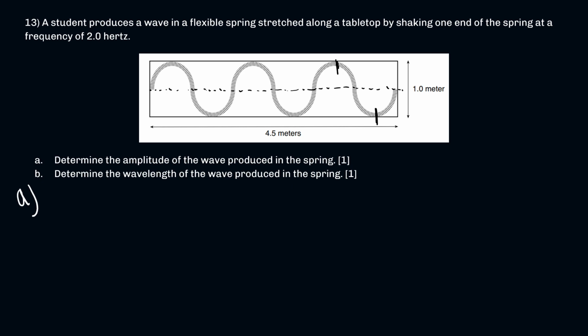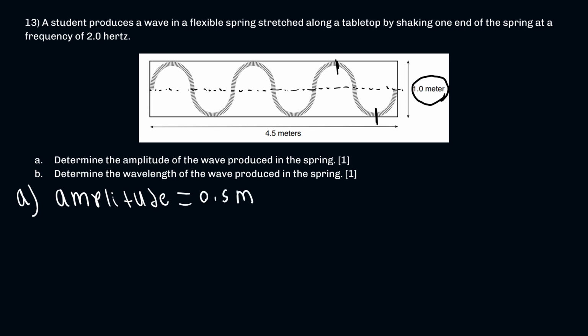But I'm not given the equilibrium point here. I'm given the distance, the 1 meter, from my trough to my crest. So what I can also do with this is just take the distance from the trough to the crest that I've been given and divide it by 2. Since I have 1 meter for that total distance from the trough to the crest, I can divide that by 2, and that answer is going to be 0.5 meters, and that's going to be my amplitude. So the amplitude here is going to be 0.5 meters.